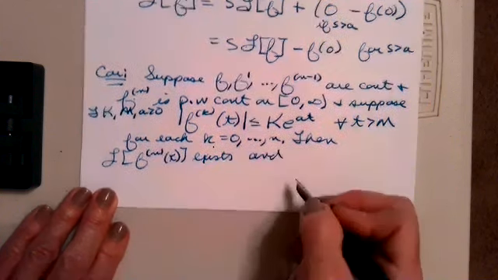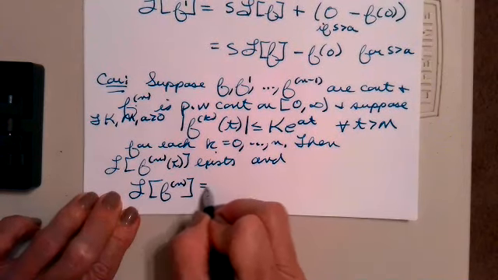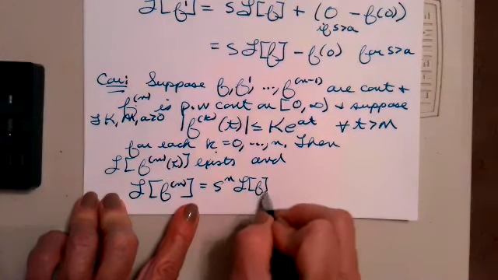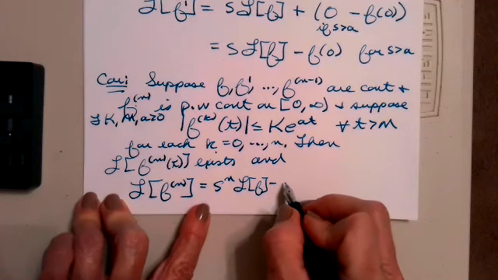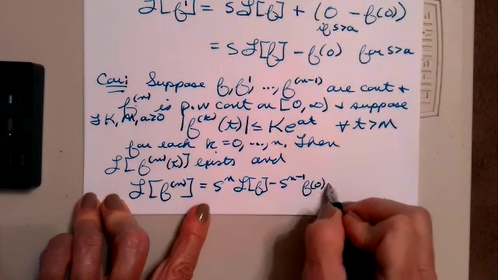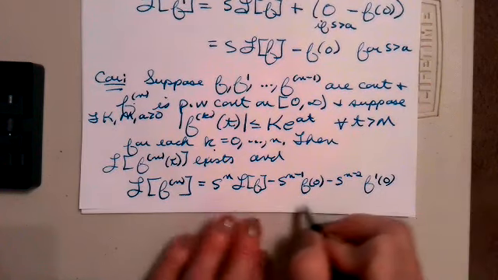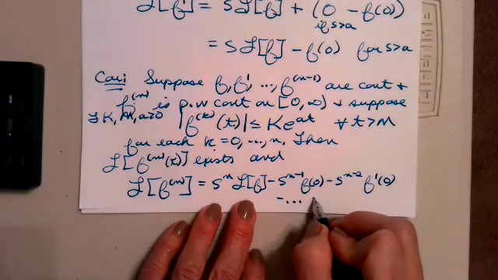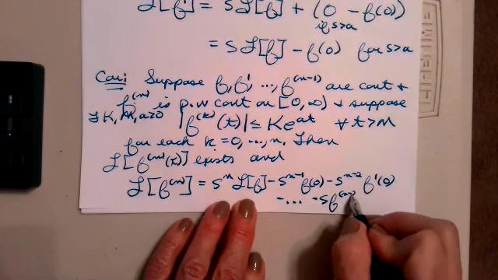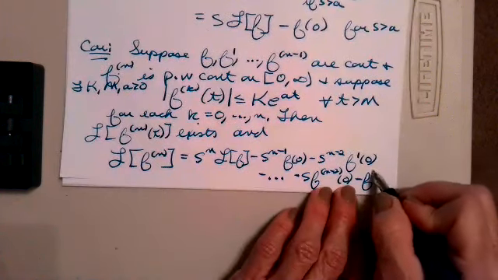And the formula for it is the Laplace transform of the nth derivative of f is s to the n times the Laplace transform of f minus s to the n minus 1 times f of 0 minus s to the n minus 2 times f prime of 0, and you keep on going until you get to s times the n minus second derivative at 0 minus the n minus first derivative at 0.